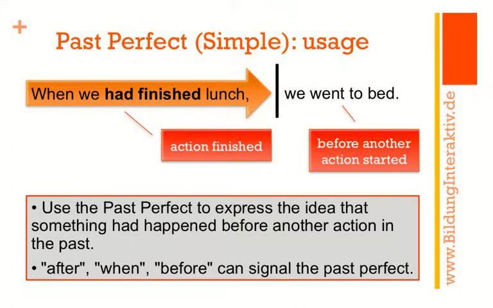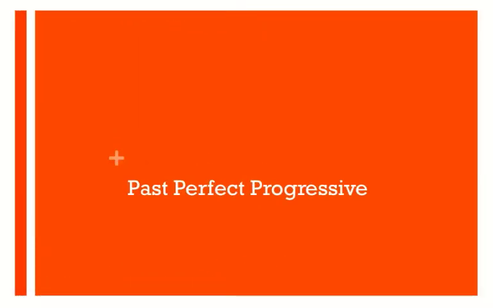And here is your rule. Use the past perfect to express the idea that something had happened before another action in the past. So the other action in the past here in this sentence is we went to bed, and we use the past perfect for everything that had happened before, like when we had finished lunch. Sometimes you also have signal words, and after, when, or before can actually signal the past perfect. So much for the past perfect simple.